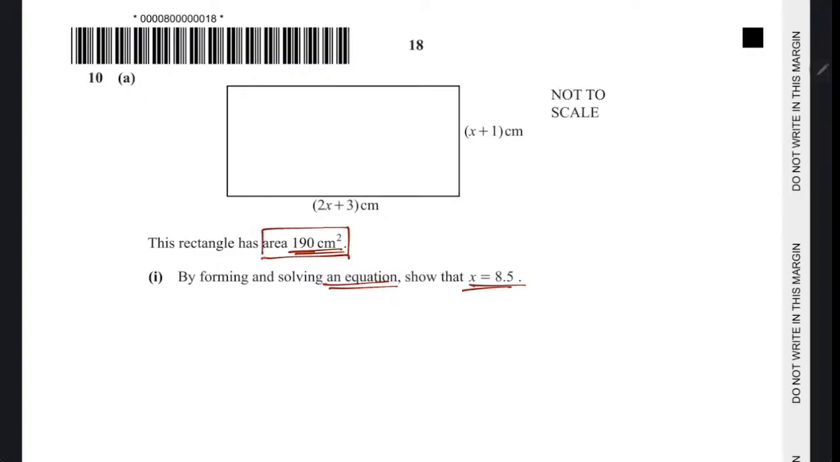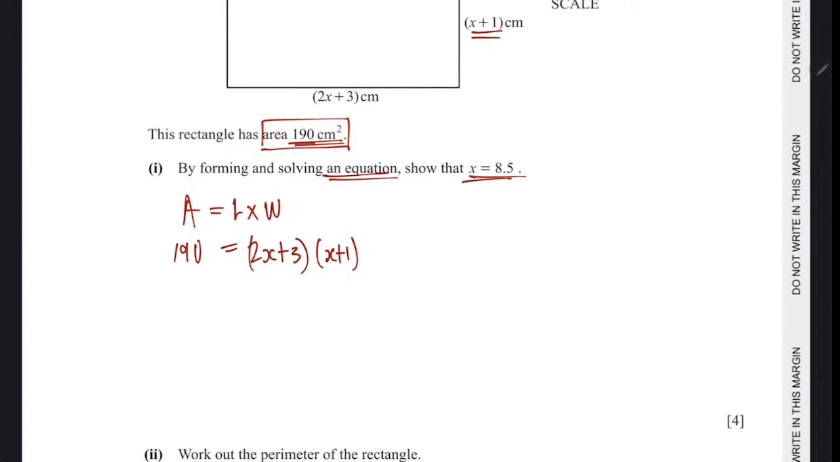Area of a rectangle is length times width. The area, they told us, is 190. It is equal to, what is the length? 2x plus 3, multiplying, what is the width? x plus 1. Okay. So you just solve this one, you get x equals 8.5, because it will be quadratic. And you solve it.